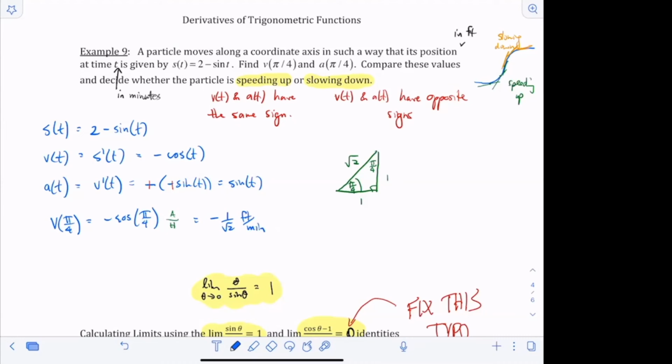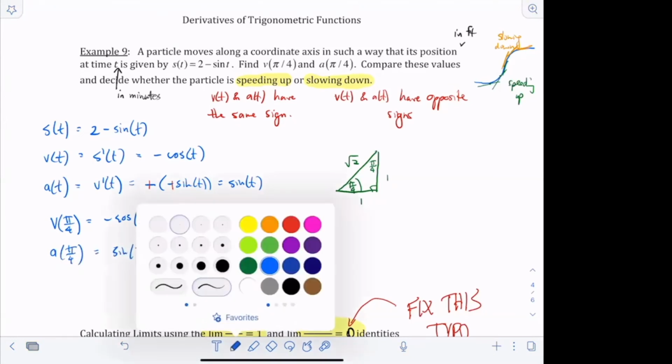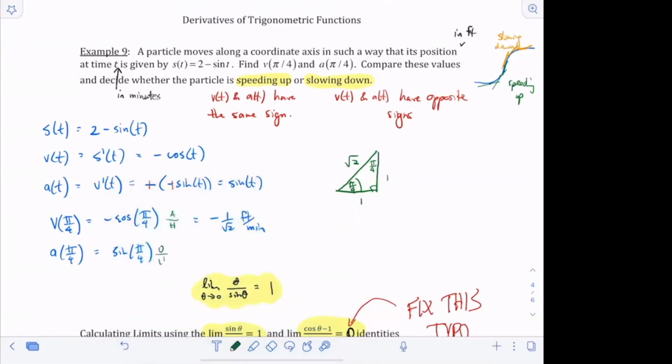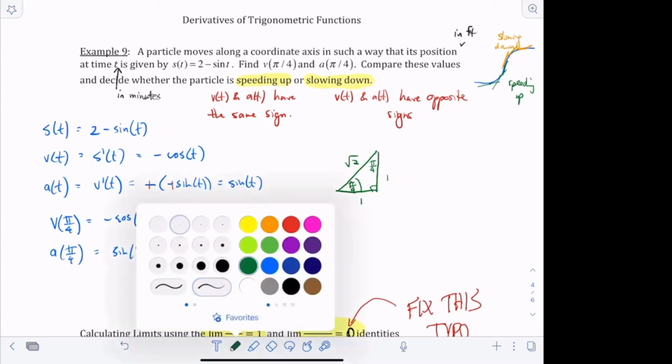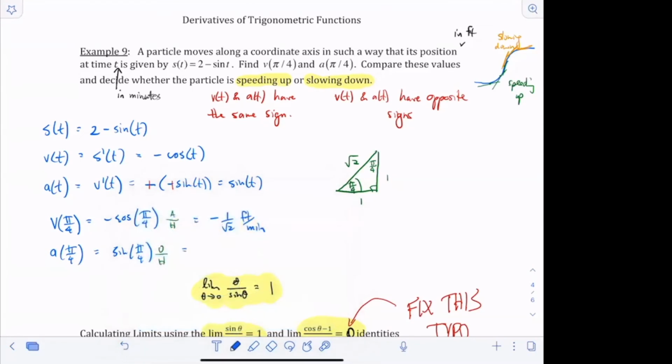If I look at the acceleration at time pi/4, that's going to be equal to sine of pi/4. Remember, sine was the opposite over the hypotenuse. So when I look at this angle right here, the opposite side is 1, the hypotenuse is rad 2. So this is positive 1 over rad 2. And the units for this guy is feet per minute squared.